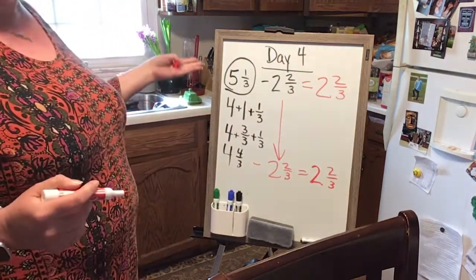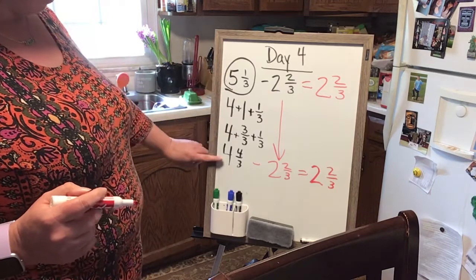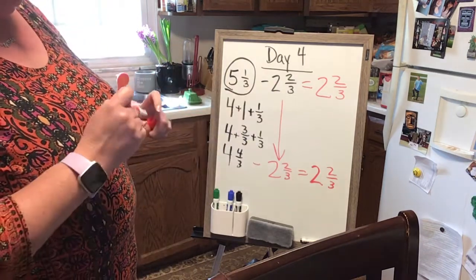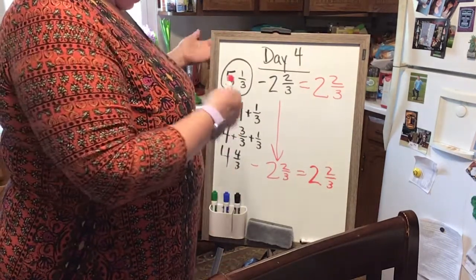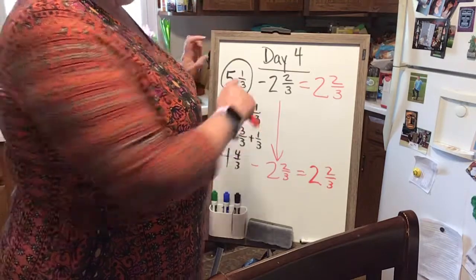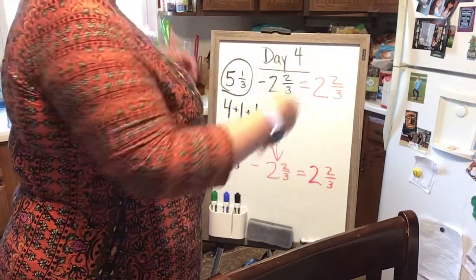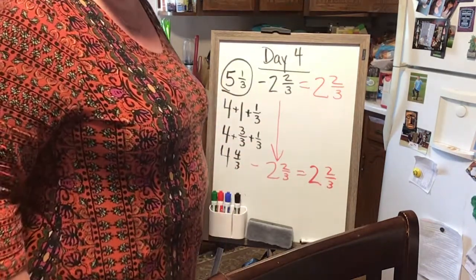Again, I could do it this way by regrouping 5 1/3, changing it to 4 4/3, and then subtracting 2 2/3 from that. Or I could do it the other way I showed you before I erased my board by changing both of these numbers to improper fractions, subtracting, and then turning my number back into a mixed number. So those are two different ways to do that.